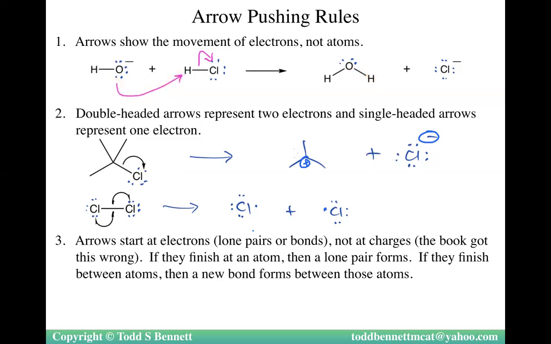So that bond right there is that pink one right here. And that lone pair, let's say this one up here, represents that pair of bonding electrons. Okay, those are our rules. Not too much to them. They're fairly straightforward.